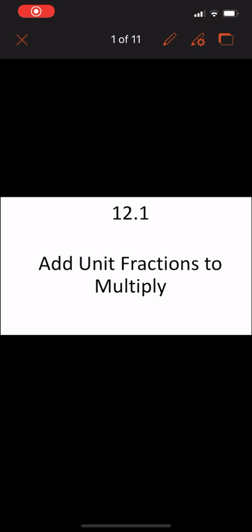So in the last lesson we have done chapter 11 and we'll start chapter 12, lesson 1 for today. Add unit fractions to multiply. Today we will have a unit fraction with a whole number. We'll multiply them together to find the answer. First of all, let me show you what I mean by unit fractions.